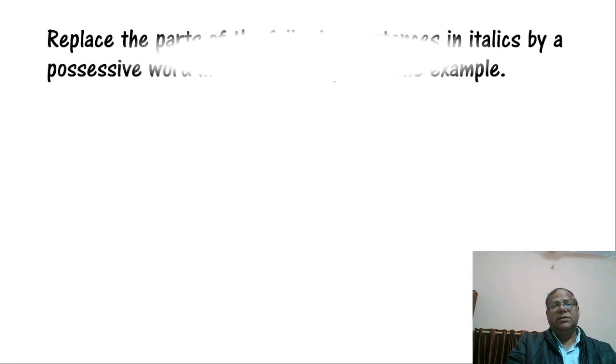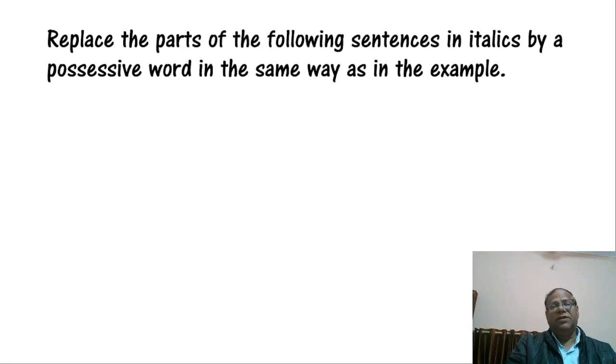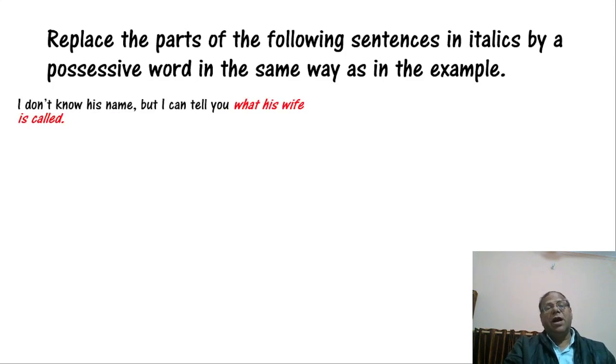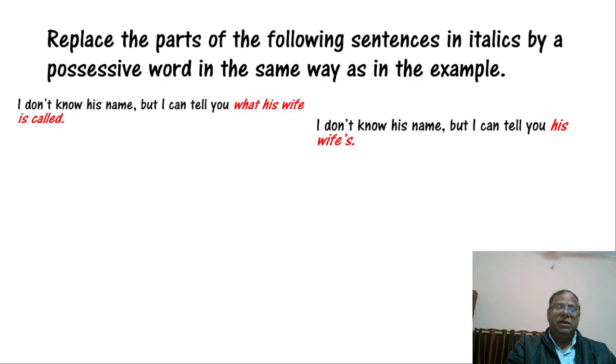Now the next is, replace the parts of the following sentences in italics by a possessive word in the same way as in the example. So here is a very small exercise for all of you, and you will also get your answers. So let us proceed. I don't know his name, but I can tell you what his wife is called. What his wife is called का आपको यहाँ पर possessive बताना है. Look here. I don't know his name, but I can tell you his wife's. His wife's is also telling us about the name.